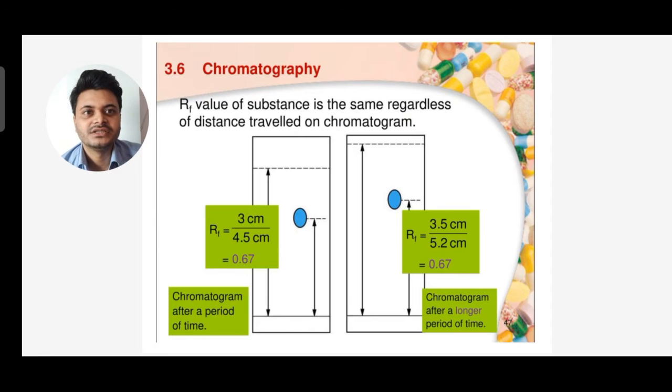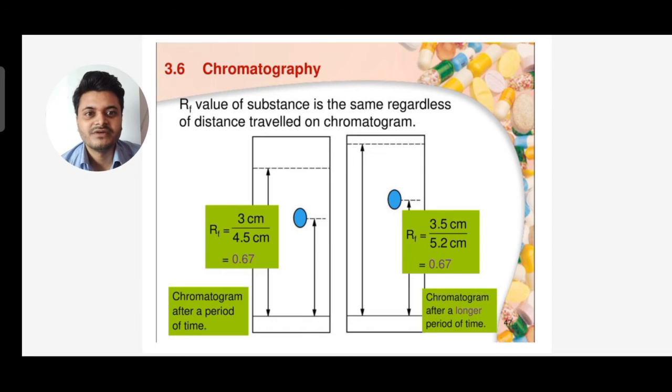So you can see the RF value of a substance is the same regardless of the distance traveled on a chromatogram. Whatever the distance traveled in the chromatogram, the RF value will be fixed. In the first case the RF value is 3 by 4.5 centimeters, and the next one is 3.5 by 5.2 centimeters, but the RF value is the same in both cases. You can see 0.67 on this side, and 0.67 on the other side.